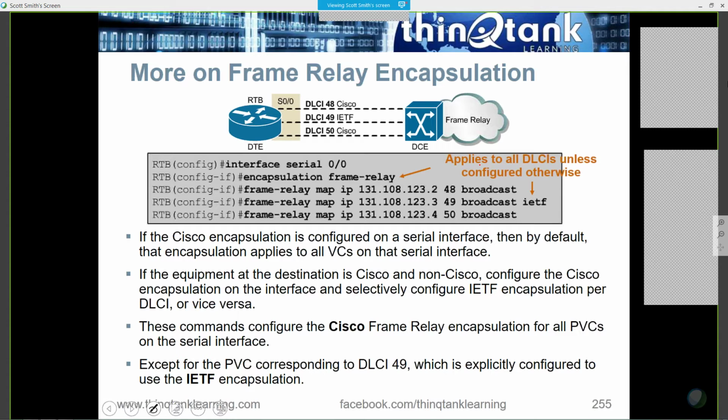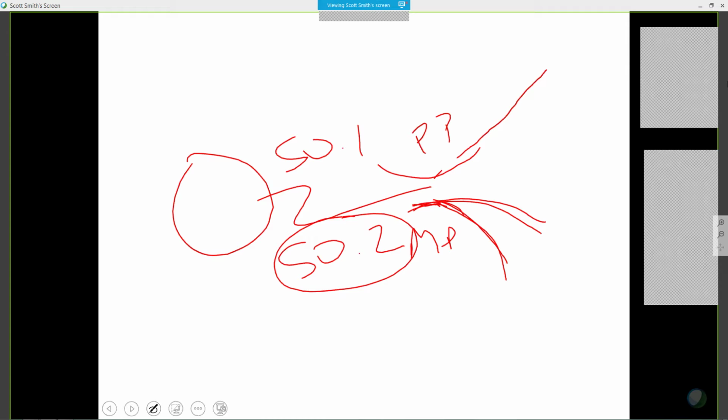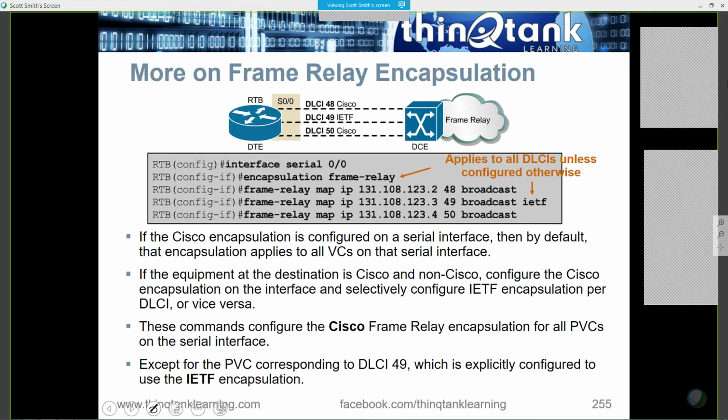Point-to-point is when, and by the way, you can also do combinations, right? I could do something like this where I have serial 0.1 and serial 0.2, and I have 3 PVCs. 2 of the PVCs terminate to 2, and this PVC terminates to 1. So that's point-to-point, and this is multipoint. It's still multi-point because there's two PVCs going to one interface. So you can kind of have all kinds of different combinations of these frame relay configurations.